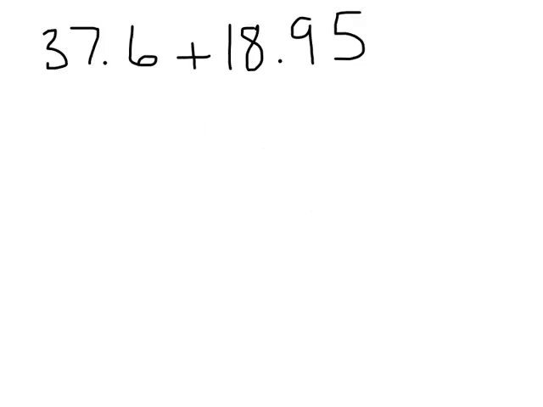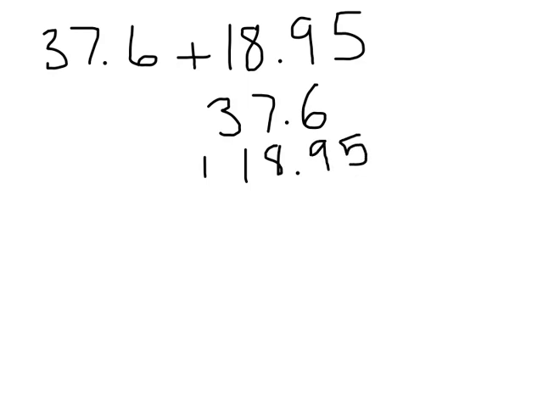Now let's solve a decimal addition problem. What's 37 and 6/10 plus 18 and 95 hundredths? Well, first I need to line the decimals up. Now I can solve the problem. What's 37 and 6/10 plus 18 and 95 hundredths? Let's see how you did.